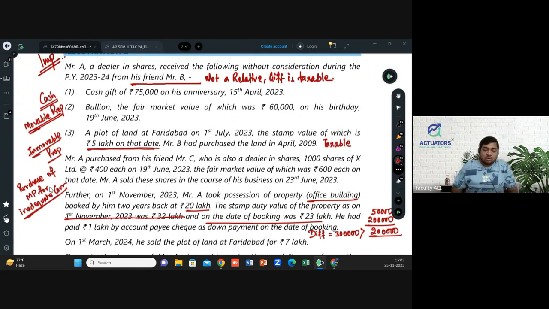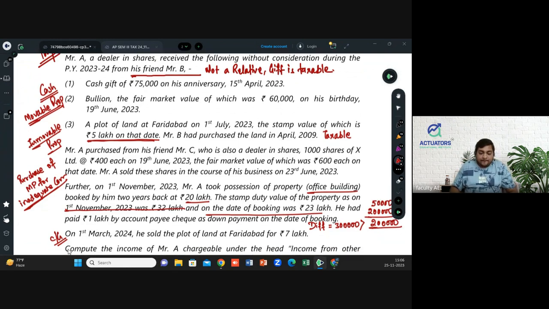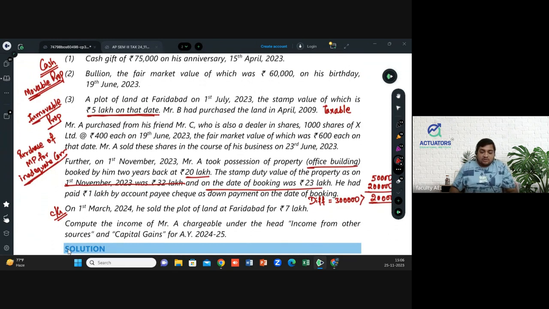And he has sold this plot of land, which he has received as gift. This plot he has sold, right? So this is capital gain. This is not IFOS. So this will be capital gain. So they have told us to calculate income chargeable in the hands of A, both under the head income from other sources as well as capital gain.